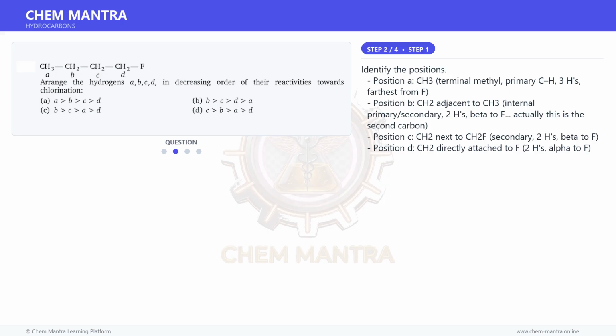Moving on to the next step. Identify the positions. Position A, CH3, terminal methyl, primary, 3 H's, farthest from F. Position B, CH2 adjacent to CH3, secondary, 2 H's, beta to F. Actually, this is the second carbon. Position C, CH2 next to CH2F, secondary, 2 H's, beta to F. Position D, CH2 directly attached to F, 2 H's, alpha to F.